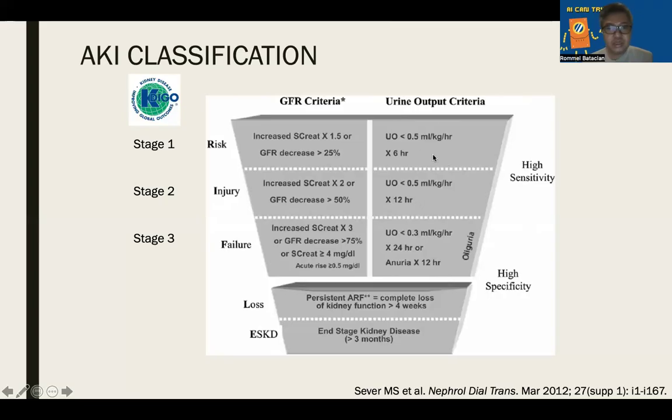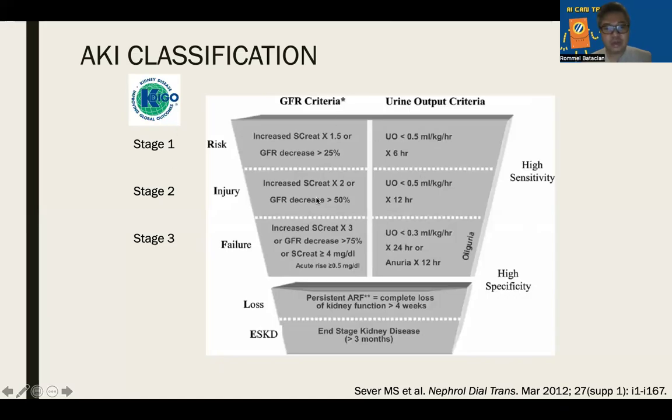So more than 6 hours of oliguria or anuria, that is defined as less than 0.5 ml per kilogram per hour. So for a 60 kilogram individual, if the urine output is less than 30 ml per hour, that's already oliguria. Worse, if there is no urine output hourly for 6 hours, so anuric na siya for 6 hours.